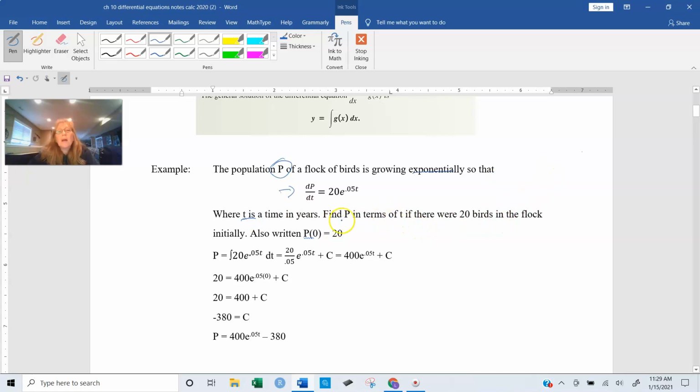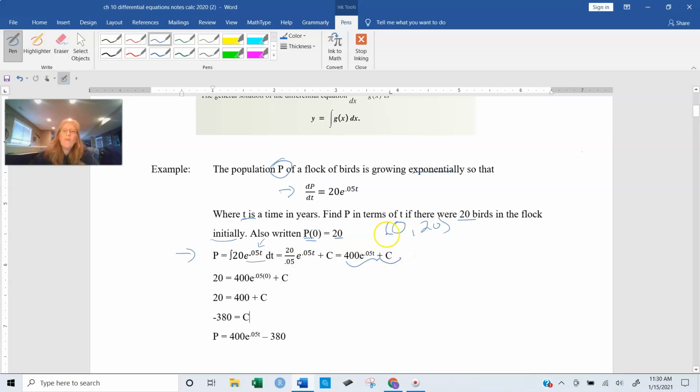Here it says P in terms of T. There were 20 birds in the flock initially. This is a point. That means when I have no time, I started off with 20 birds, or P of 0 equals 20. We have to understand this. So first we do our antiderivative, remembering the antiderivative of e to the 0.05t is itself divided by the derivative of the exponent, which is 0.05. We just divide the 20 by the 0.05, and our new equation is here.